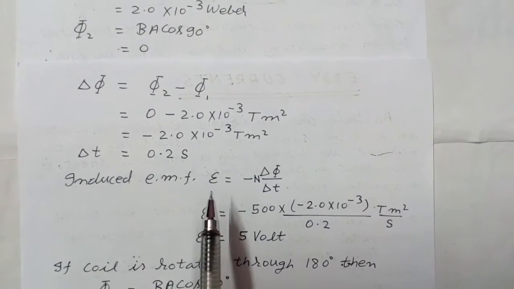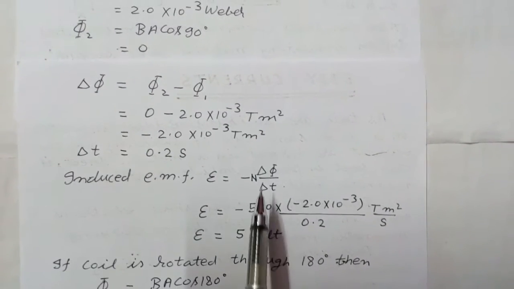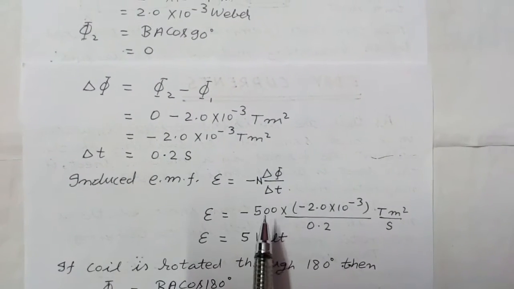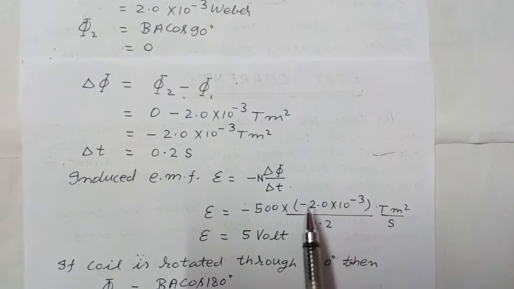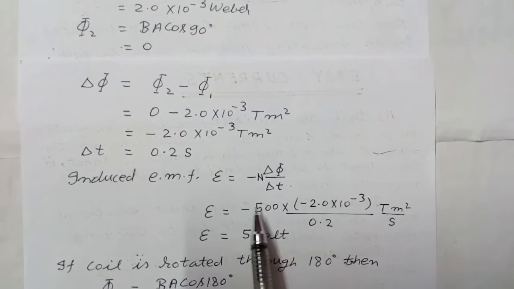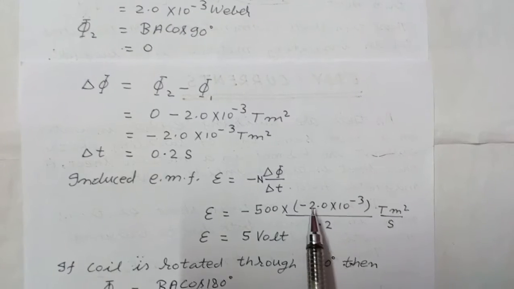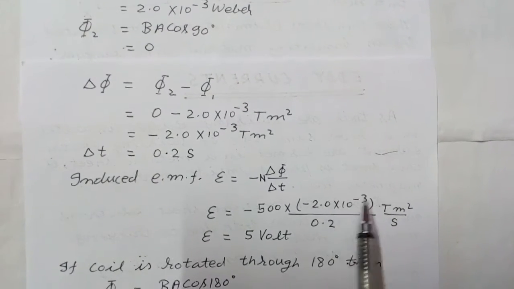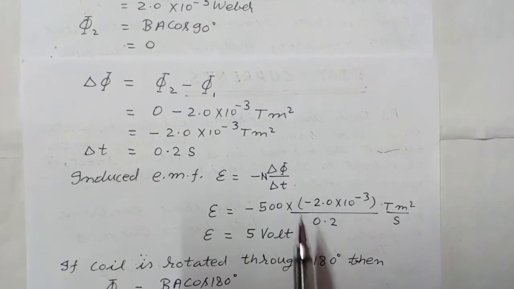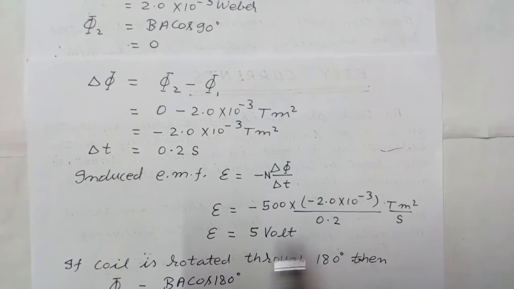So induced EMF is equal to minus n delta phi upon delta t. So this is equal to minus number of turns in the coil are 500. So put here in place of n 500 multiplied by delta phi minus 2.0 into 10 power minus 3 divided by time interval delta t, which is equal to 0.2 second. Solve this. This is equal to 5 volt.